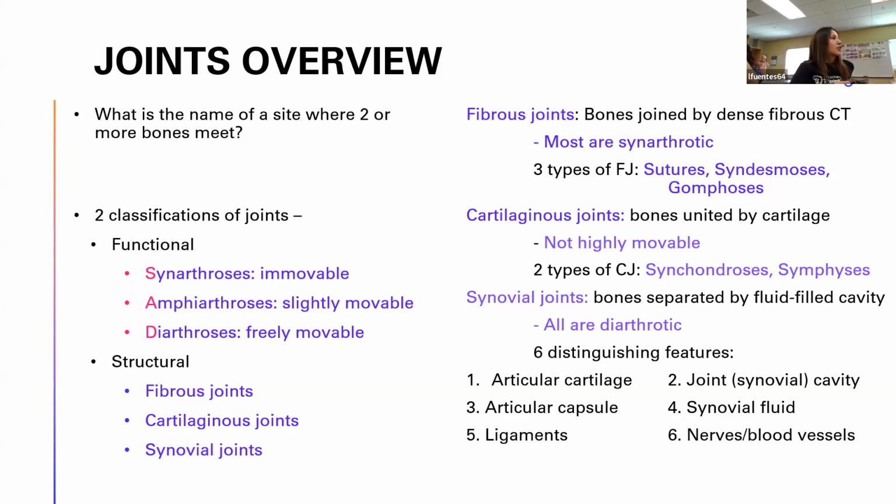And then we also have cartilaginous joints. These are bones united by cartilage. These are not highly movable, which is in between synarthrotic and amphiarthrotic. It's kind of confusing, but they really don't move much. We have 2 types of cartilaginous joints.